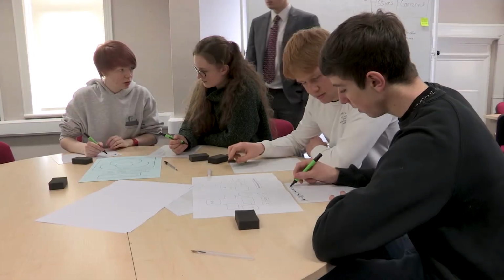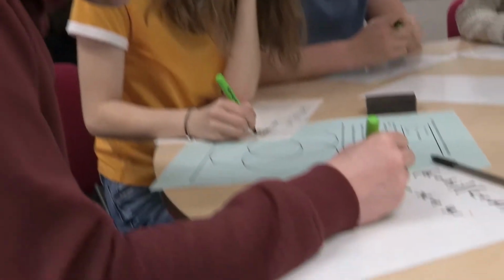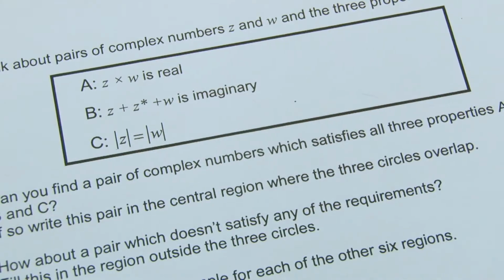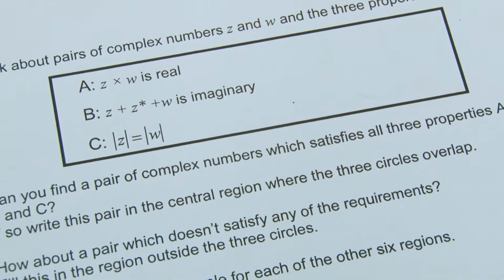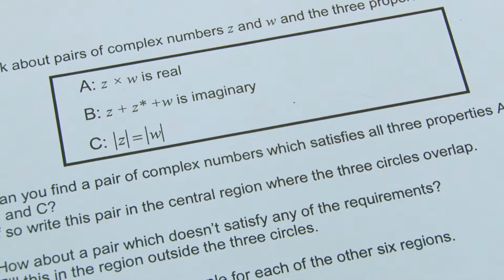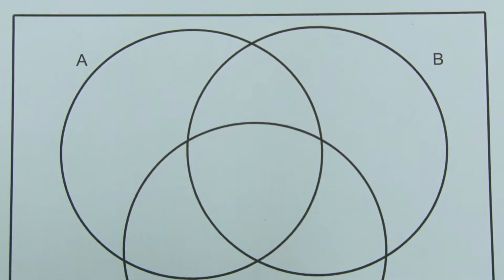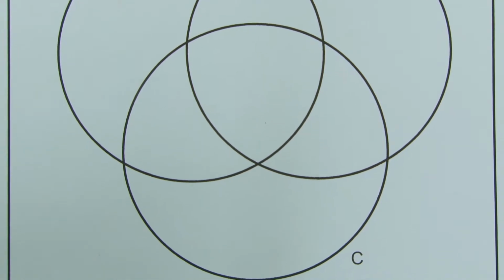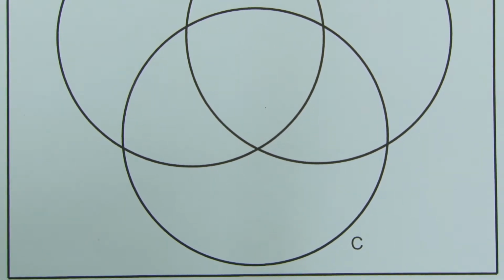These students studying further mathematics are taking part in an activity to help deepen their understanding of complex numbers. The activity involves categorizing complex numbers according to their properties. The properties labelled here, A, B and C, are set out in a Venn diagram. Their task is to find pairs of complex numbers that satisfy each region.